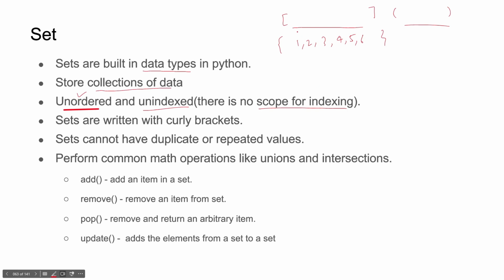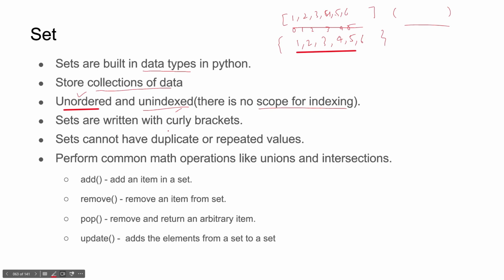In list we have indexing like 0, 1, 2, 3, 4, 5, right? Here, suppose items are like this, 4, 5, 6, right? So indexing is 0, 1, 2, 3, 4. If we don't have order, then how can we have an index, right?